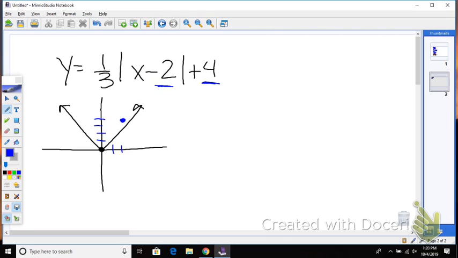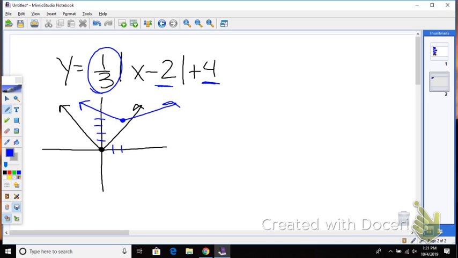I've moved the vertex. Then this 1/3 tells us something about it. And I told you on the video to think of it like slope. So if I'm rising 1 and running 3, is this going to be wider, narrower, or the same as my original graph? Wider, because you're going up 1 and out 3. So you don't have to make it exact. I just want you to show that it's wider than the original. And that is everything from yesterday.